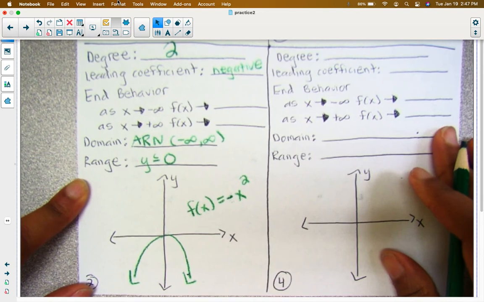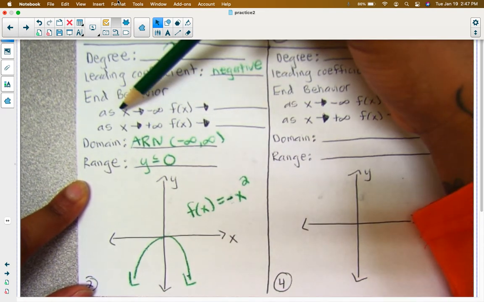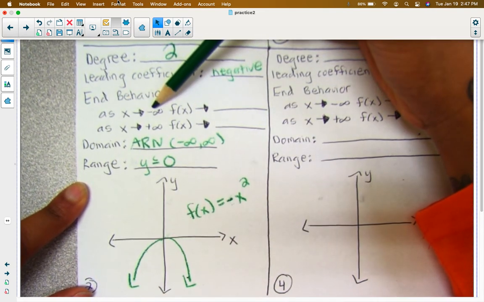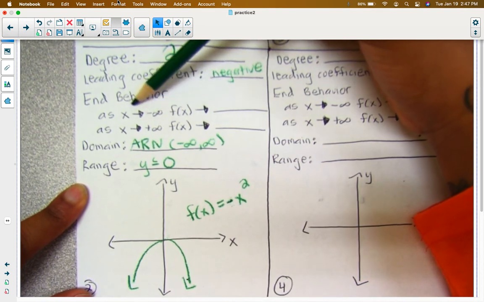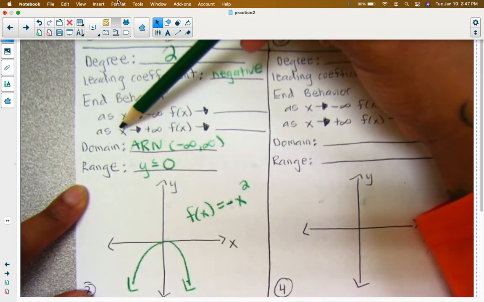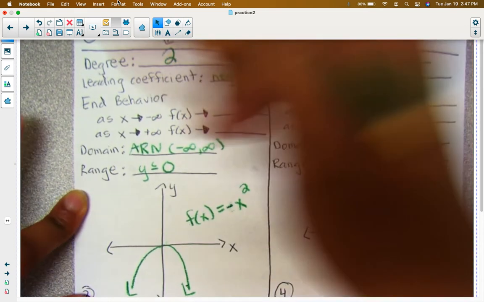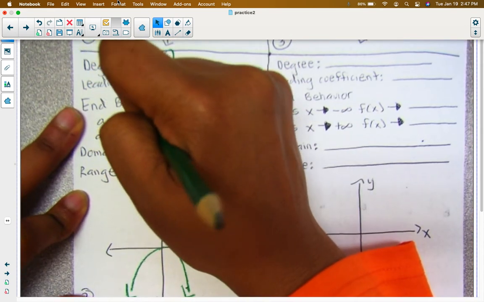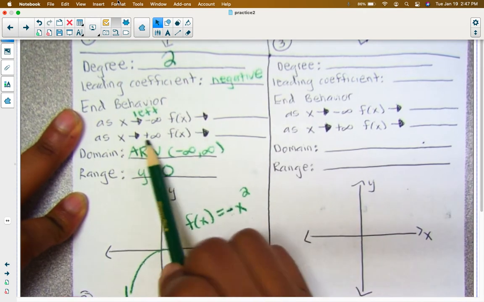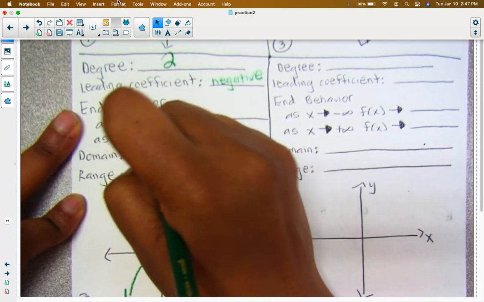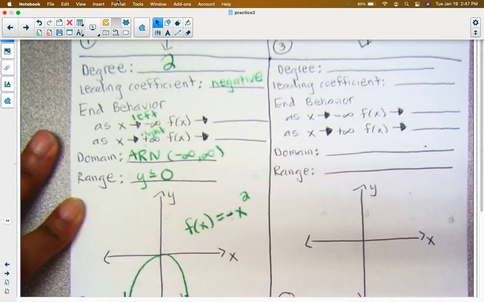Now let's talk about end behavior again. What's happening as x approaches negative infinity, that's the left side of your graph, and as x approaches positive infinity, what's happening. So the left side of my graph is the negative, and the right side of my graph is positive. So let's take a look at my graph.